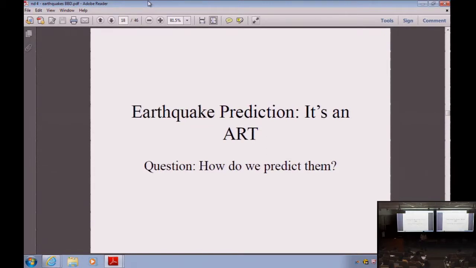For example, anyone in an earthquake-prone area? What do you look at if you're wondering if there's going to be an earthquake?